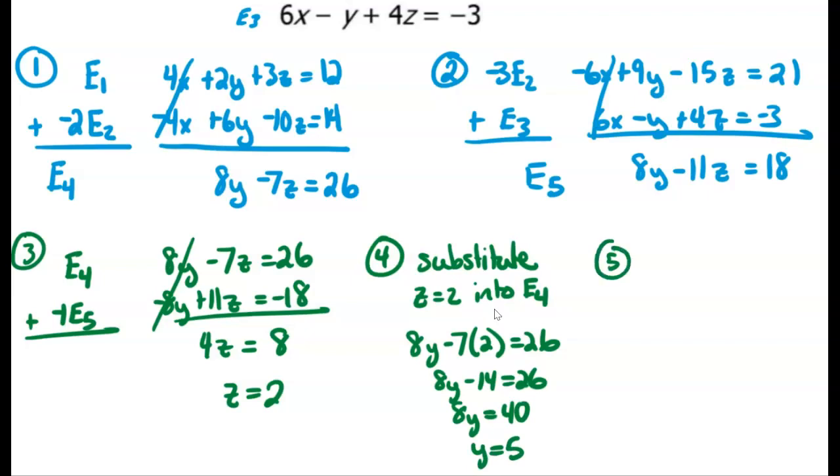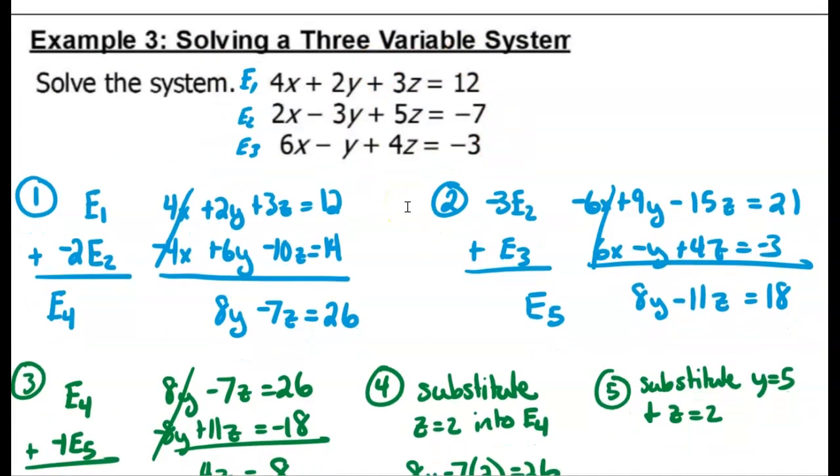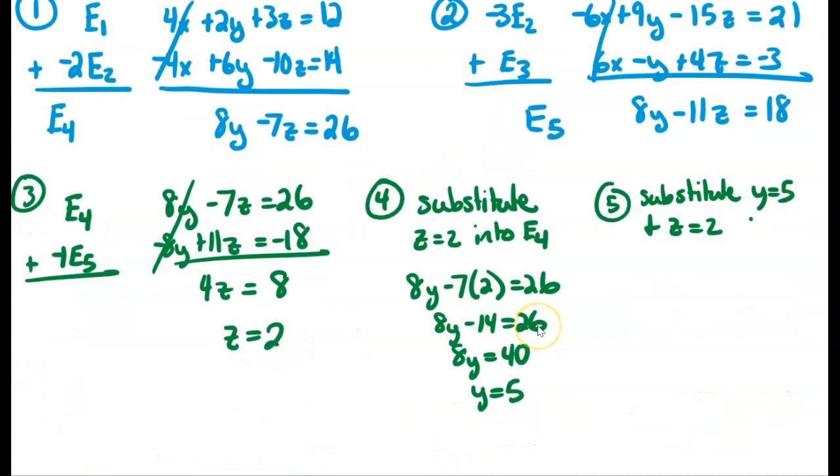Okay, my last step is I'm going to substitute y equals 5 and z equals 2 into one of the equations I started with up here. It doesn't really matter which one. I'm just going to use equation 1. And that's going to let me solve for my x.